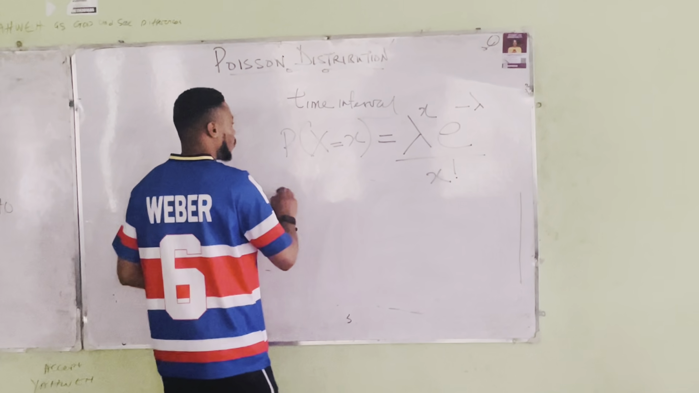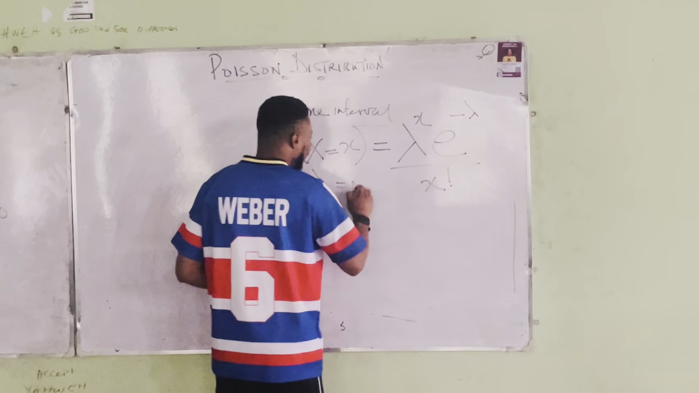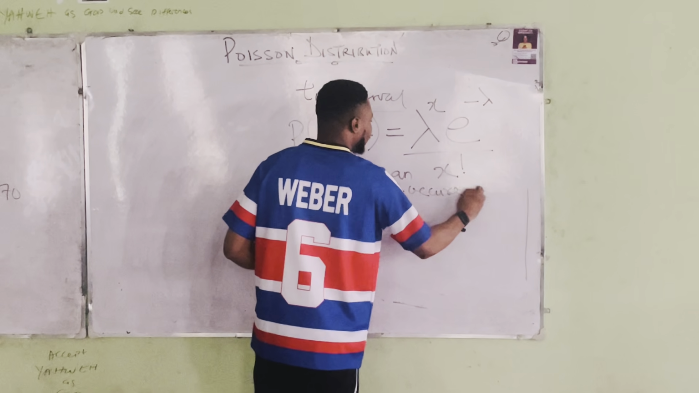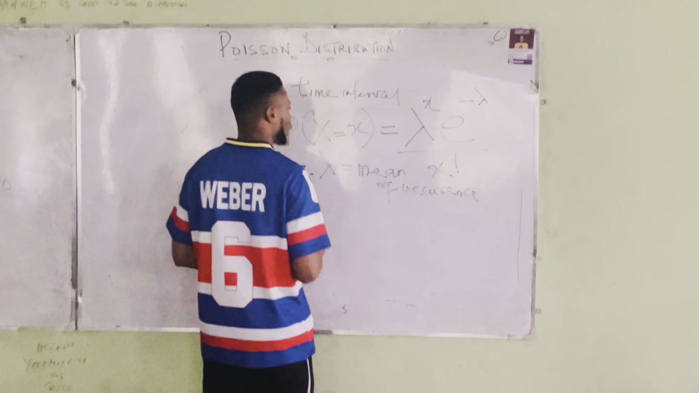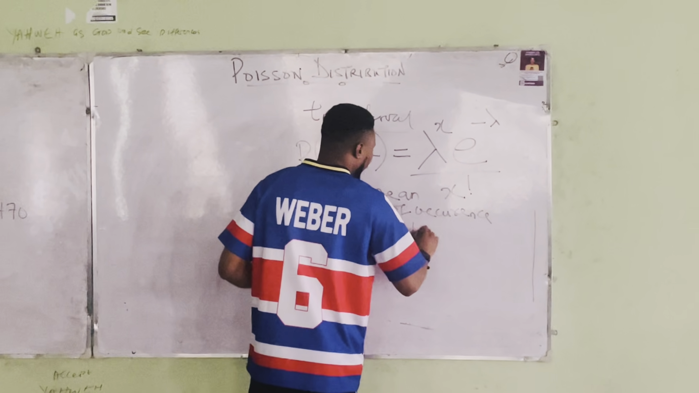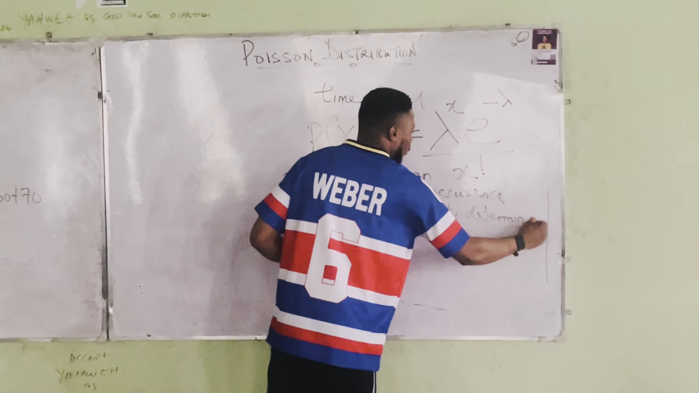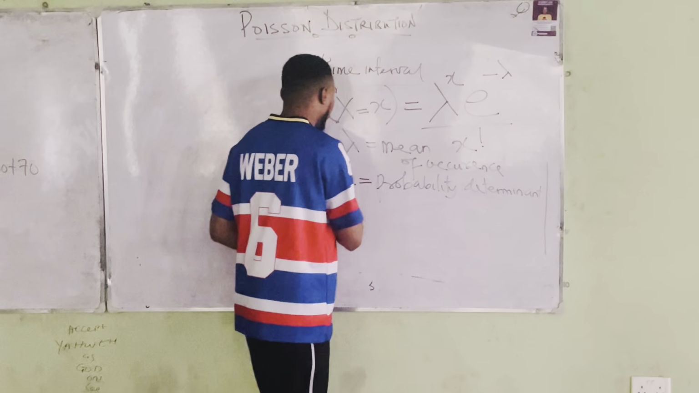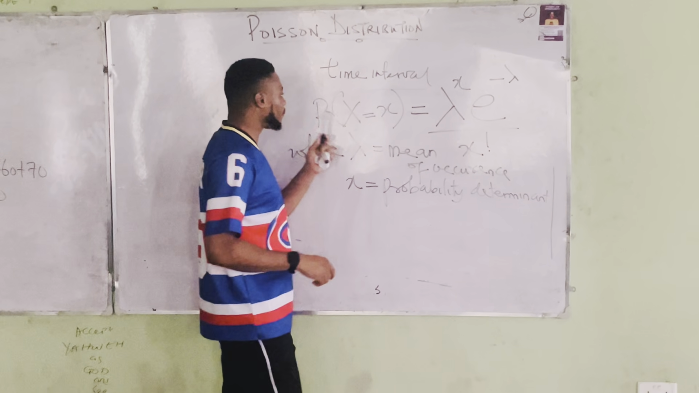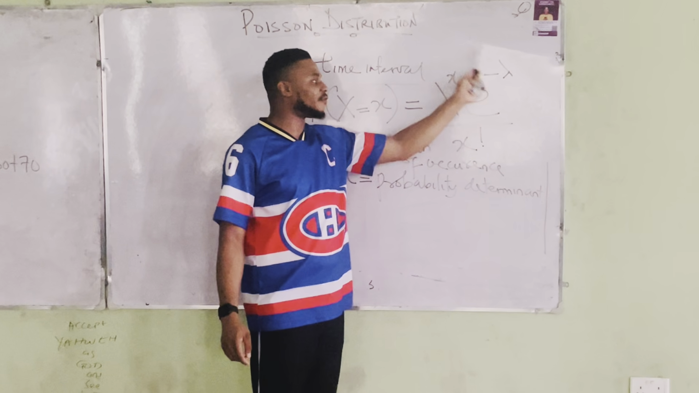Now, where lambda is known as the mean of occurrence, and x is called the probability determinant. So this is the formula. To get the probability of x, you have to do lambda raised to power x, e raised to the power of minus lambda.